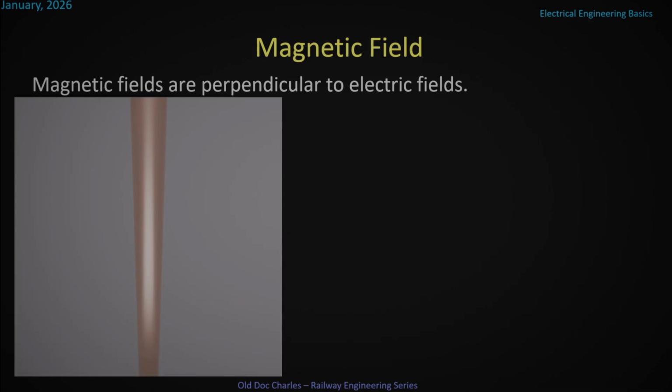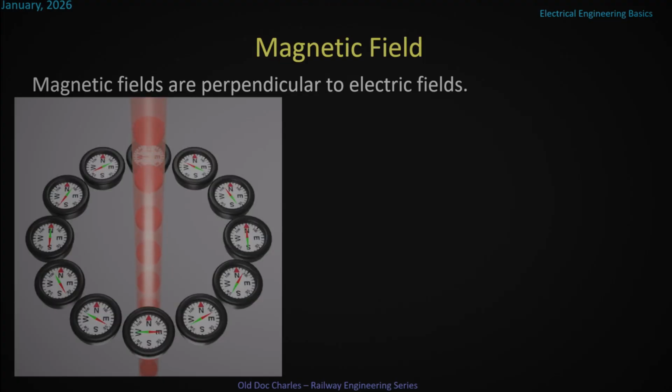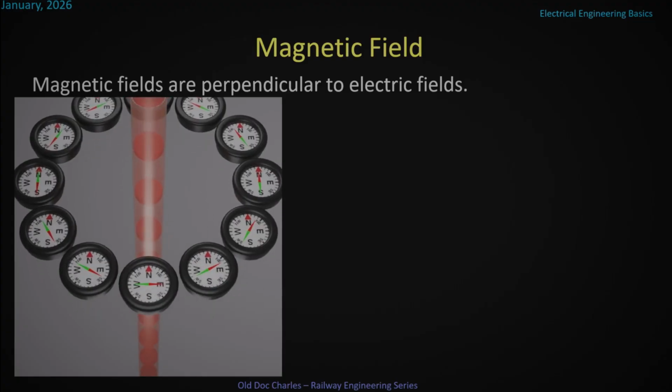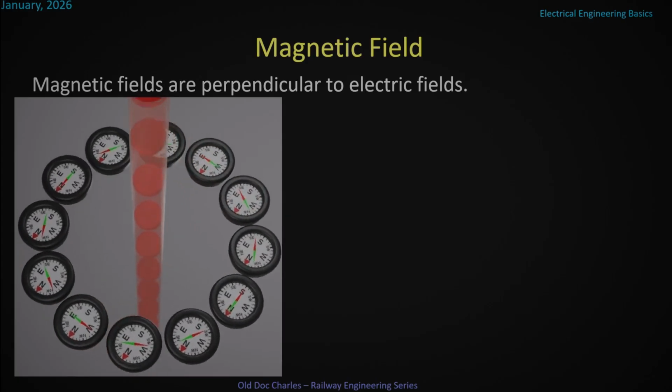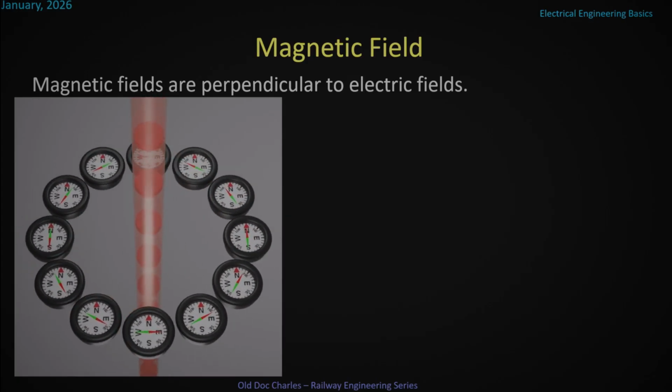Here we have a copper wire. If we pass a current through it, a magnetic field is created, and we can measure the direction of it by using a load of compasses. What you can see is that the electric field is along the wire and the magnetic field is outwards around the wire, or at 90 degrees. The magnetic field is like a tube around the wire. If we place a magnet in the field, the magnet will begin to rotate. This is how motors work, one magnetic field trying to catch up with another.